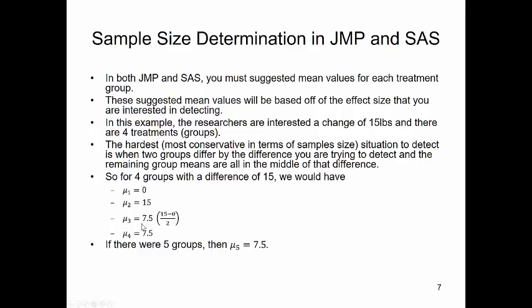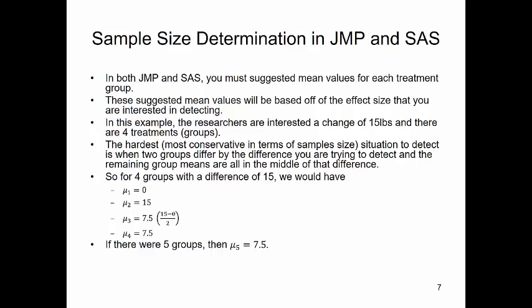Arbitrary. I picked those because it's easy for me to take 0 as one group, add 15, and then go to the middle. I'll show you how you could use another set of different values here, as long as they differ on the same scale, that will get the exact same results. If you understand this, I would say if there are 5 groups, then the 5th group, if we still wanted to have a difference of 15, would also be set to 7.5.